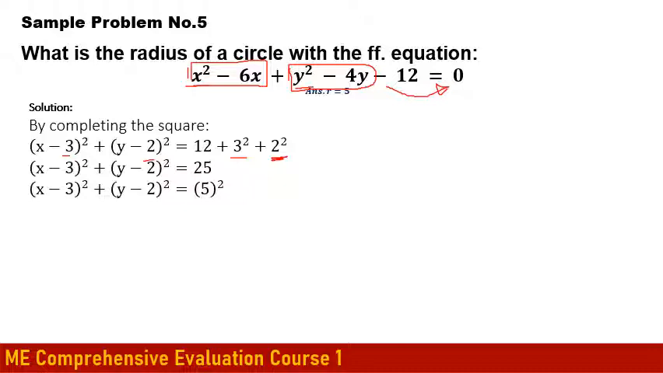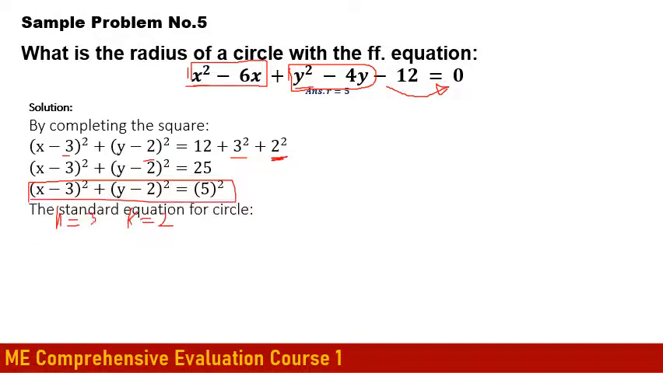So by observing this standard equation, we have the h here is equals to 3. So that is our vertex, center of the circle, and we have our k is equals to 2. So the center of the circle is at (3, 2), and the radius is equals to 5.